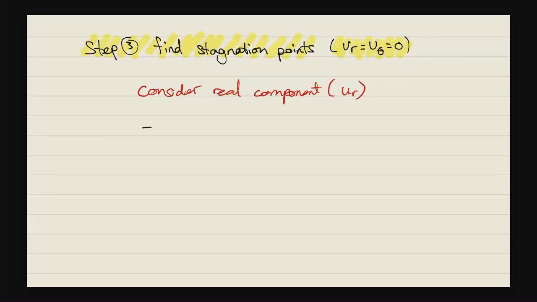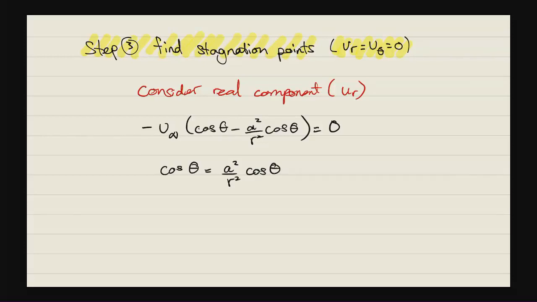So we have negative U infinity cosine theta minus A squared over R squared cosine theta. We want our radial velocity to be equal to 0 at our stagnation point. U infinity is not 0, therefore this term here has to be equal to 0. So cos theta equals A squared over R squared cos theta.